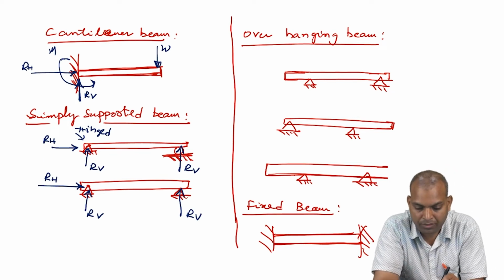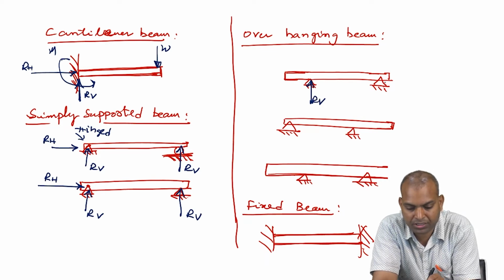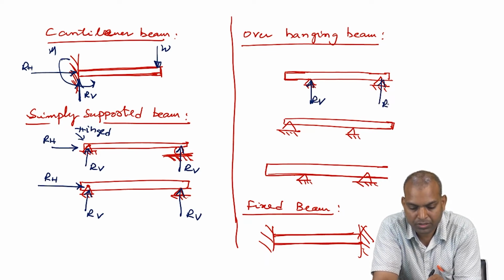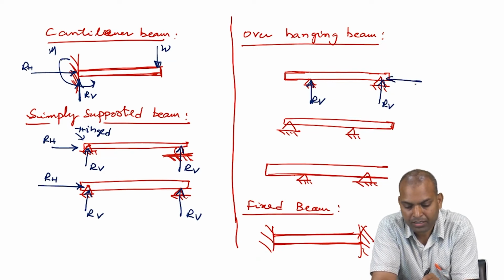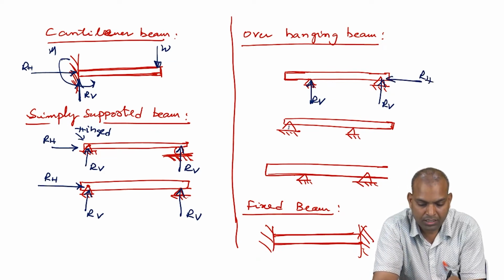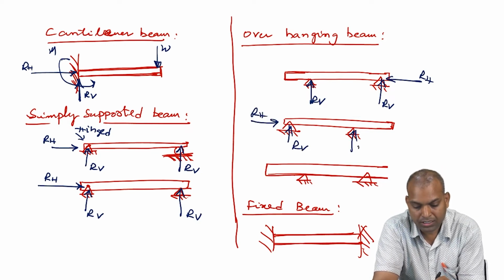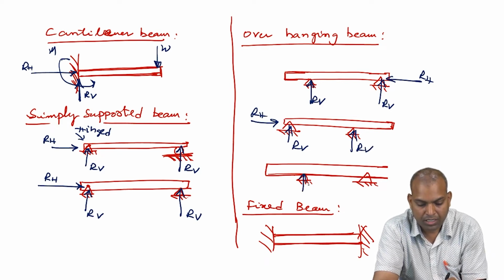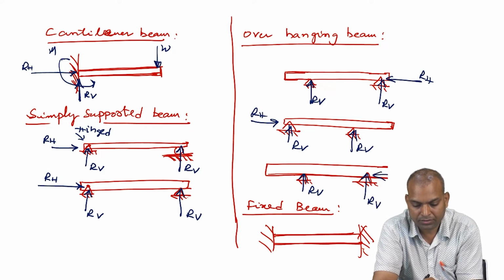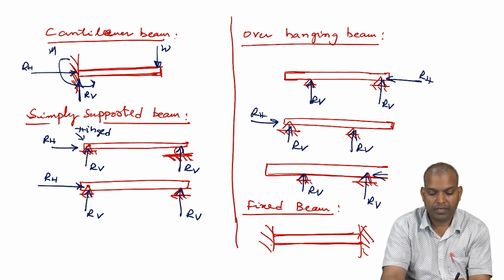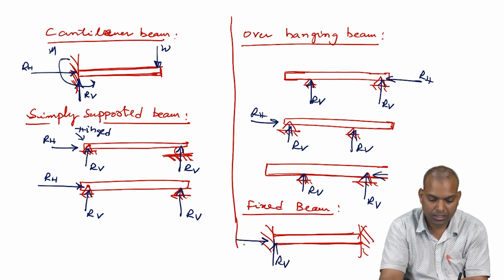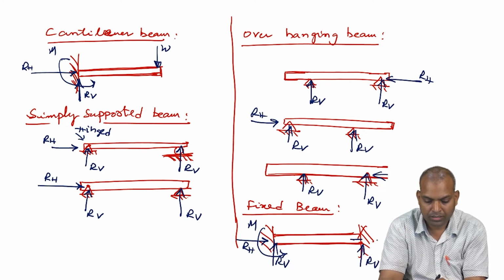Now coming to the overhanging beam, this is the knife edge support, vertical reaction. Here it is a hinged support, vertical and horizontal reactions. Here it is a knife edge support, vertical reaction. Again here it is vertical and horizontal. Where is a fixed beam? Vertical, horizontal and reaction moment. Similarly, vertical, horizontal and another moment reaction.